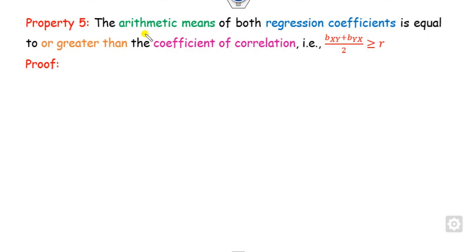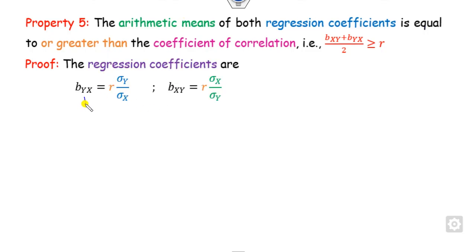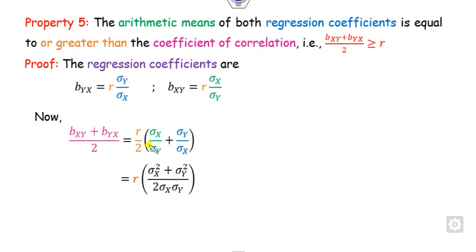Look at property 5. The arithmetic mean of the two regression coefficients is equal to or greater than r. That's again very simple. We can start with the definition of byx and bxy. Now we need the average of these, so we can compute the left hand side first. What will happen if you add them? This will be nothing but this. Now in order to prove this is greater than r, my target is to prove this number must be greater than or equal to 1.